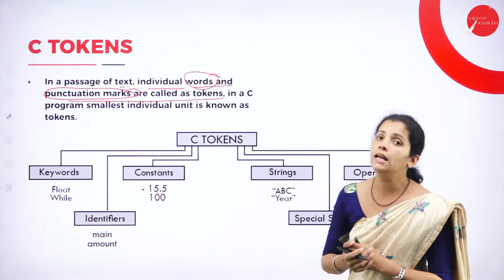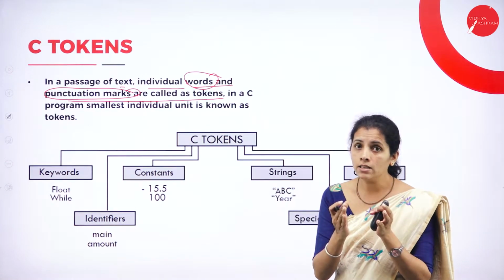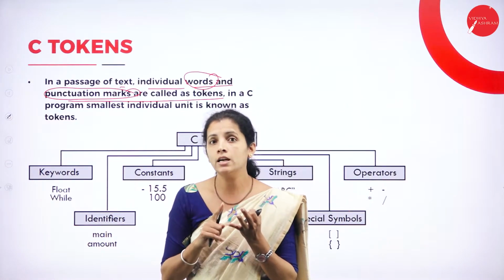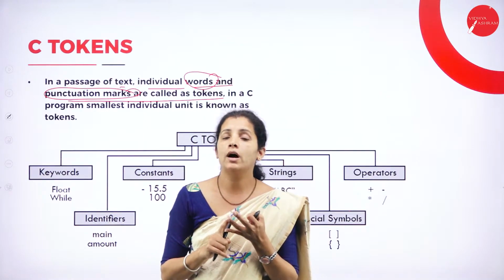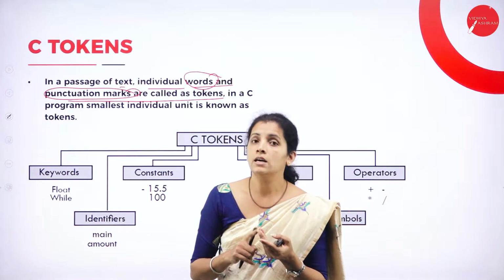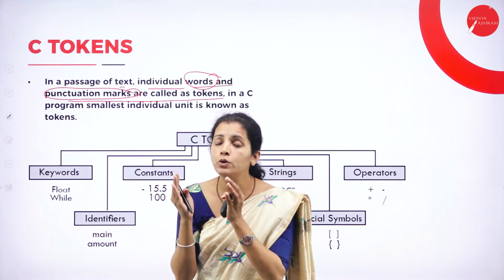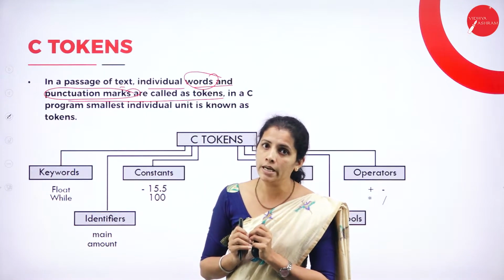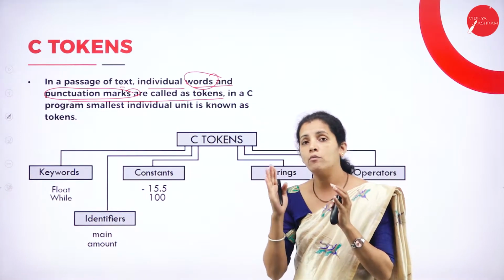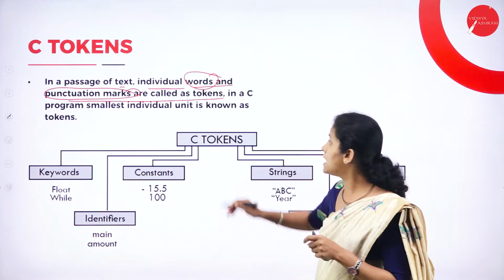Now, so dear student, let me consider a simple example for token here. Okay, I want to construct a house. To construct a house, I require land. Along with land, I require money. Along with money, I require workers, that is nothing but manpower. Then I require all the materials. So all these things I'm going to treat as a single unit. Now, if I consider a C program, to write a C program, I want to club all the units together, and that is itself known as token.